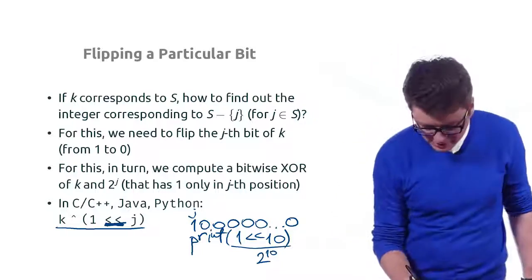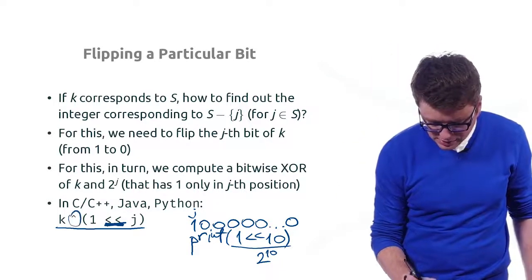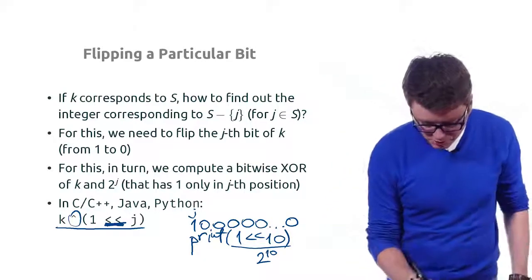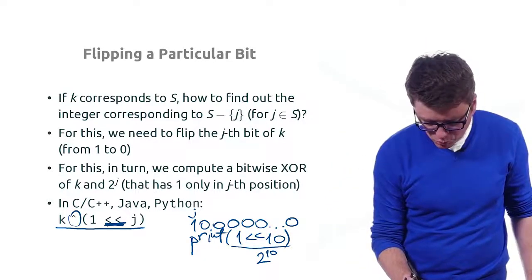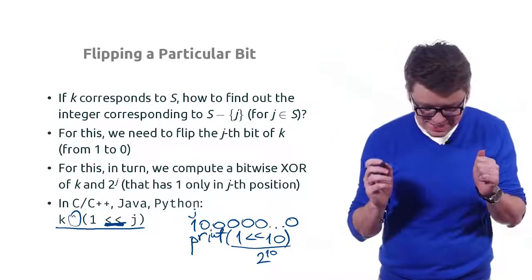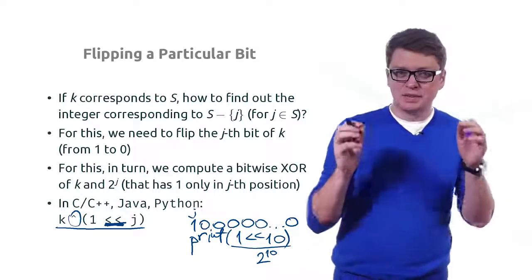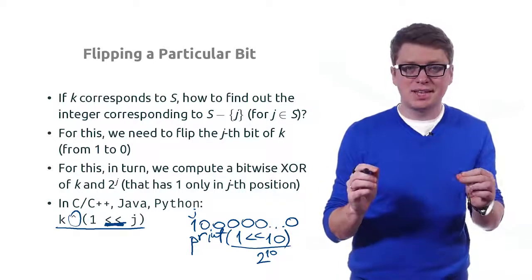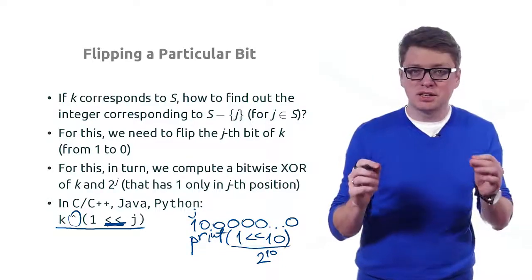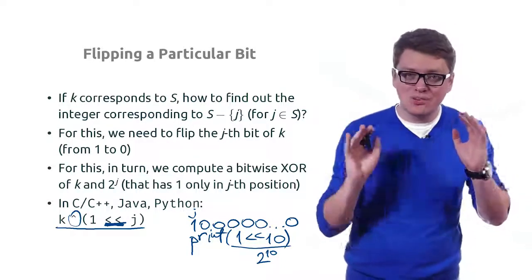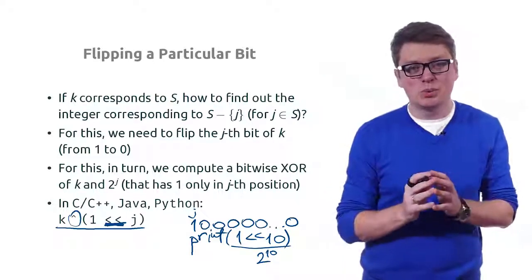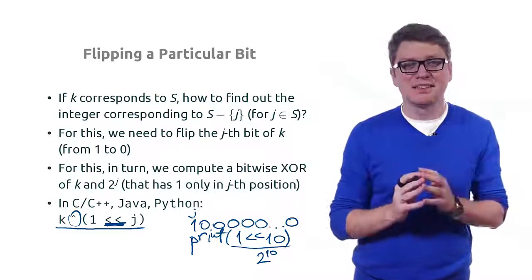And then finally, this sign computes the bitwise parity. So the operation k bitwise XOR with 1 shifted to the left by j positions corresponds exactly to the decimal representation of the set S where the element j is removed. We are now completely ready to write down the code, and this is exactly what we are going to do in the next video.